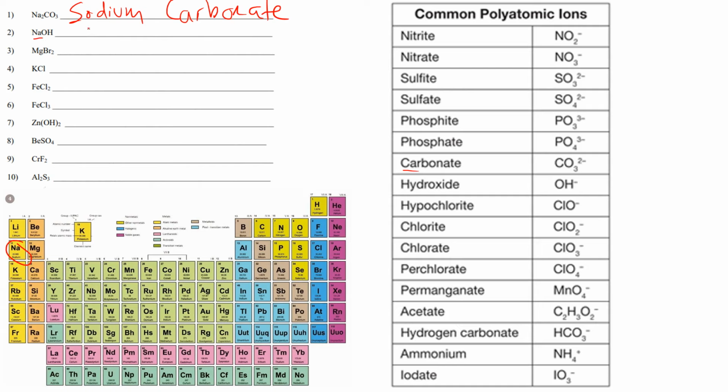Okay, another Na, that's sodium. And an OH, okay, polyatomic, so several different atoms, so we know it has to be polyatomic. We go and find OH, it's over here, hydroxide, sodium hydroxide. Okay, Mg is over here, magnesium. And Br is bromine, but we replace the INE with IDE, so it's pronounced bromide. You spell it with an IDE ending.